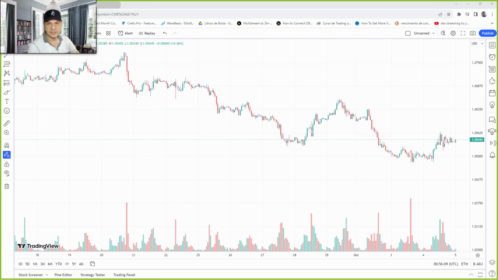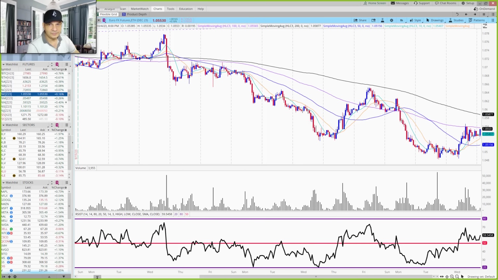Now let's look at a different platform. This is the Thinkorswim platform, and we can see there is a big amount of volume there. It's the same candle, okay? It's exactly the same as TradingView because this is a centralized exchange, the CME of Chicago, where billions of dollars exchange hands.